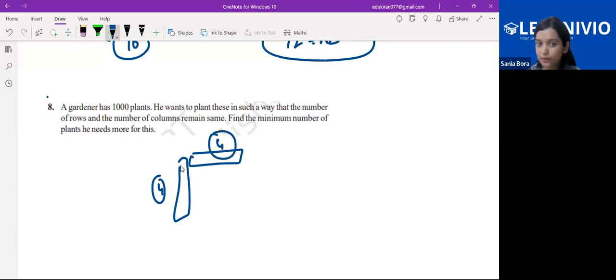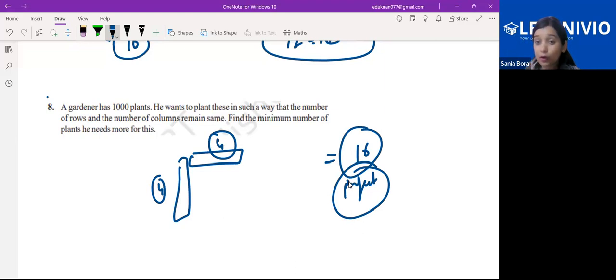Yes. That means 4 multiplied by 4 would be 16. So is 16 a perfect square or not? Now you are getting it? Yes, ma'am. Right? So that means 1000 is there. First of all, you will check that he is planting 1000 plants. Is this a perfect square or not? In case it is not a perfect square, then you people are smart enough to make it a perfect square. So this is what you have to do in this question.